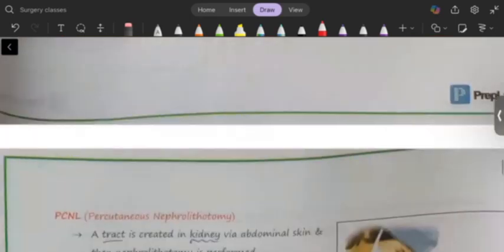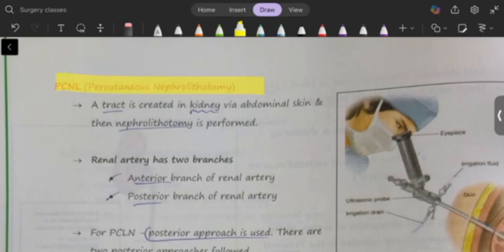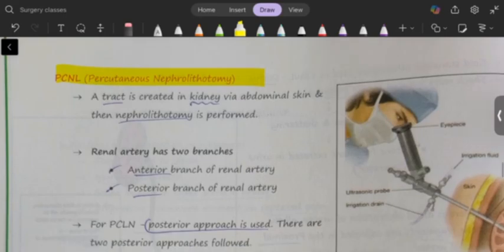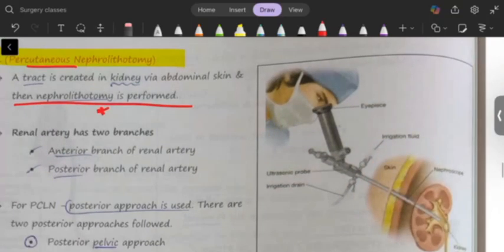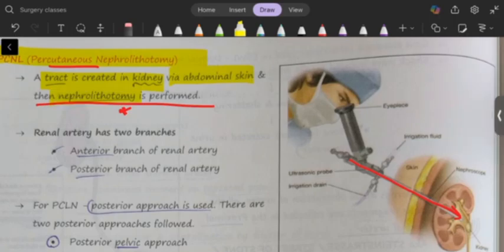So when ESWL is contraindicated, we will have to perform some other procedure. That procedure usually will be PCNL, that is percutaneous nephrolithotomy. What is the procedure here? A tract is created in the kidney via the abdominal skin and then nephrolithotomy is performed. So transcutaneous, hence the name skin. Just see what they are doing through the skin: a tract is created where we can put this probe. So a tract is created in the kidney via the abdominal skin, hence the name percutaneous. And then nephrolithotomy, an opening in the kidney, is performed and then the stone is treated.